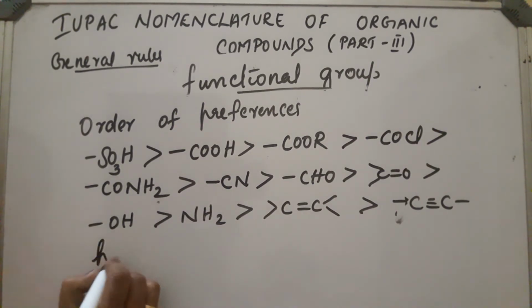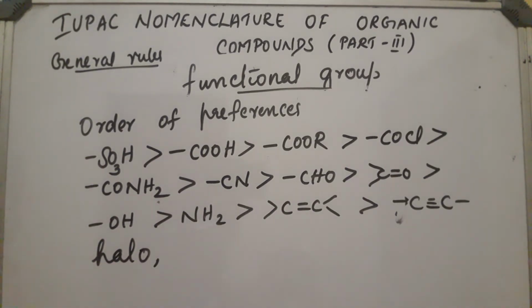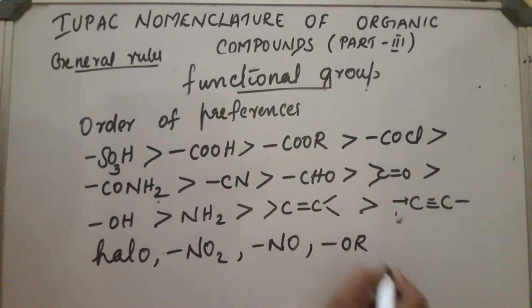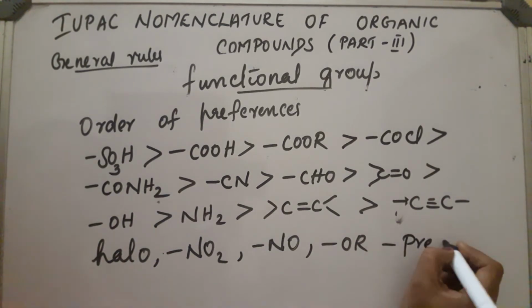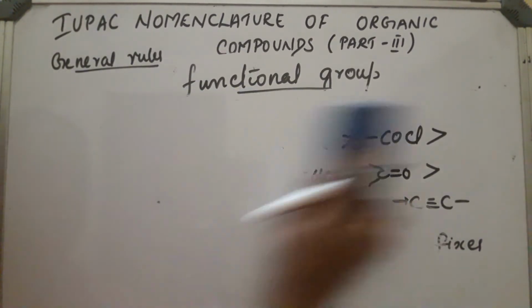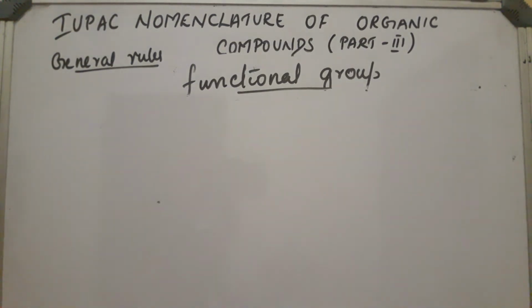Now there are lots of other groups also. Halo groups, then NO2 groups, NO group, OR group. All these are prefixes. If these groups come, we will write them as prefixes. OR, alkoxy groups, all these are treated as prefixes. Like this, we can name compounds. So we have to study this order, and after studying, we can name some compounds.